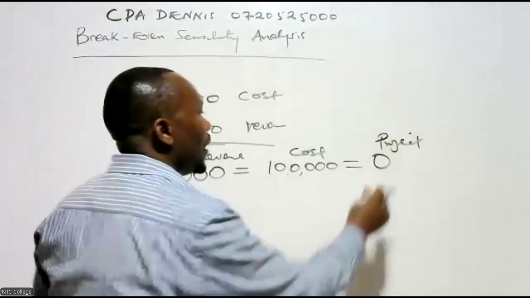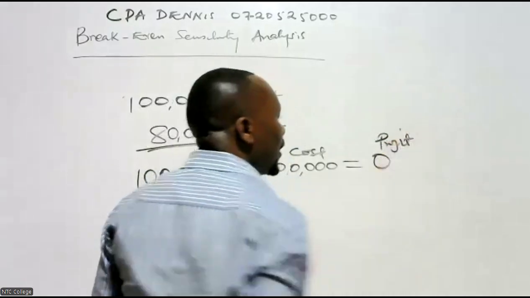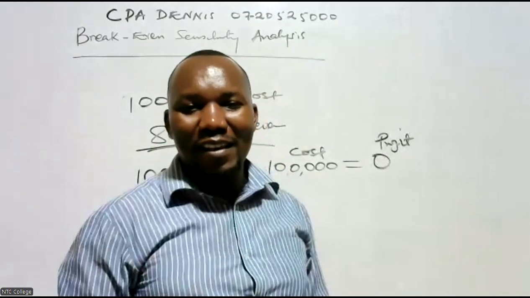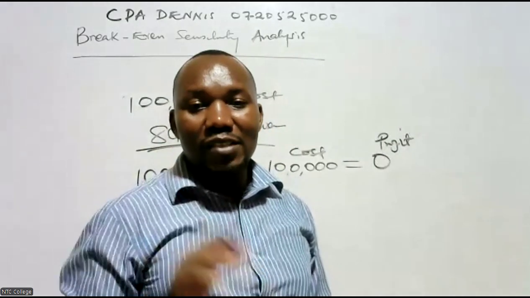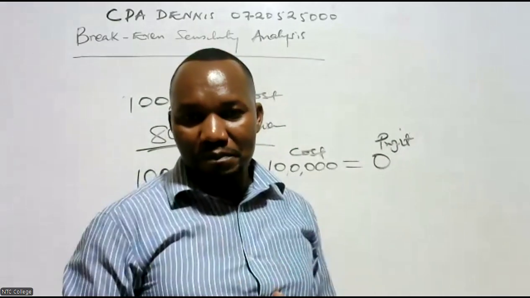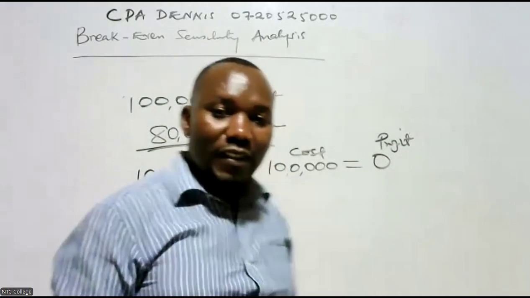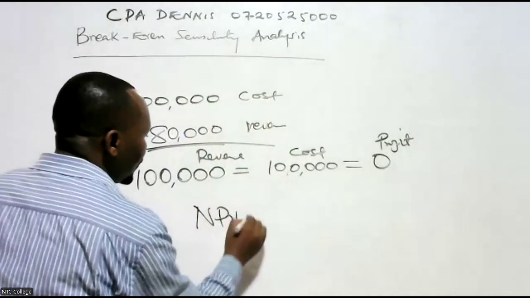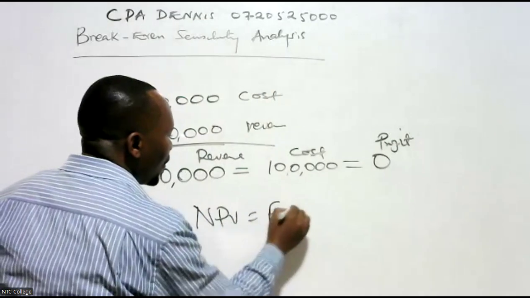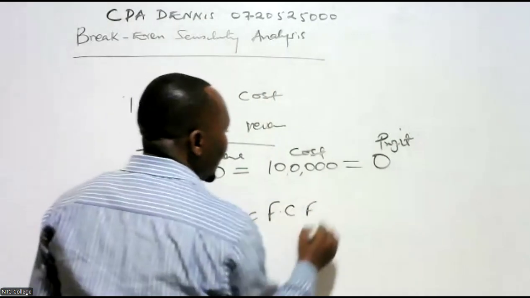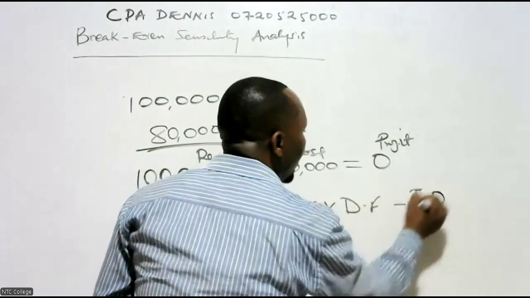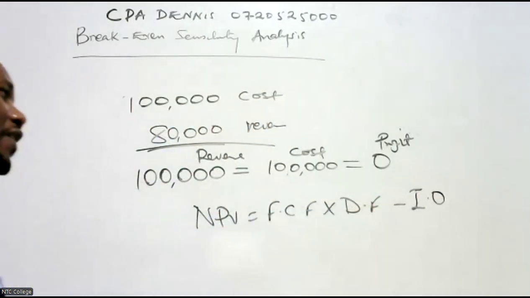Now, let me remind you of something that we did during that time. I reminded my students who were there that NPV and profit are basically the same, because we say that NPV is equal to the free cash flow times discounting factor minus I0. And I0 is the initial cost of investment. That is the money that you spend in starting the business.